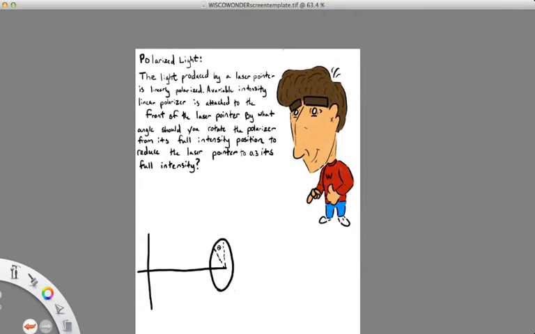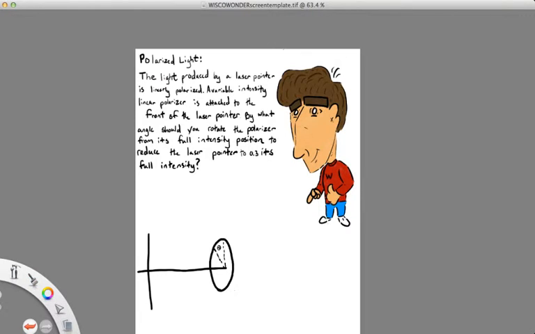Alright, so this is a problem. It has to do with polarized light, and the intensity of which is a function of the angle at which it hits the polarizer. So, this is a pretty simple, straightforward problem, but I'm going to explain what's going on here.